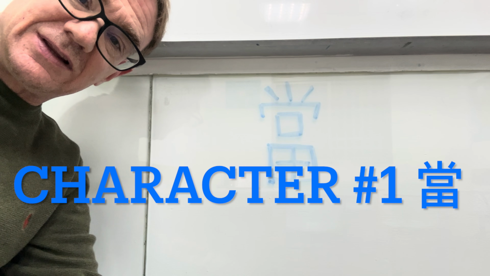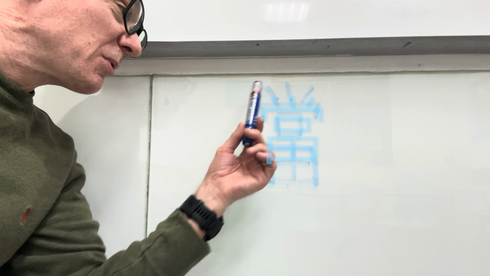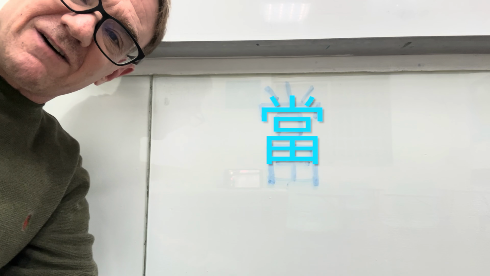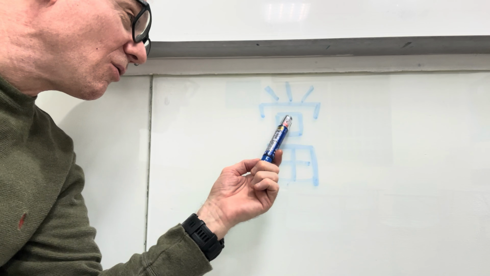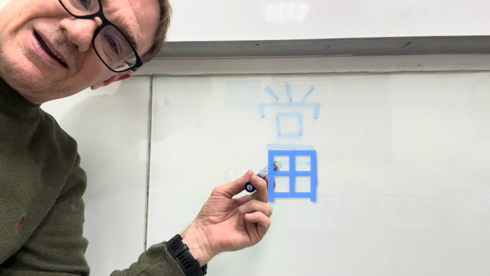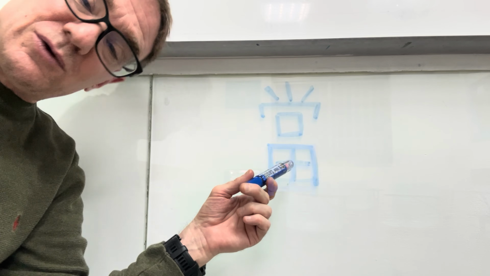Dang or dang. This part is what I used to call the Viking head. This is the kou or mouth. And this is tian, the field radical. The character has so many meanings. Let's start with a verb. At the very basic meaning, it's to be.